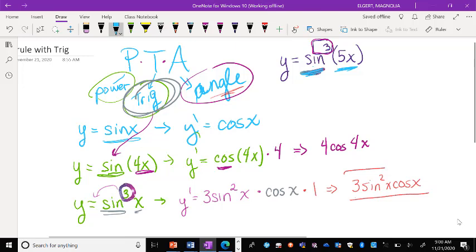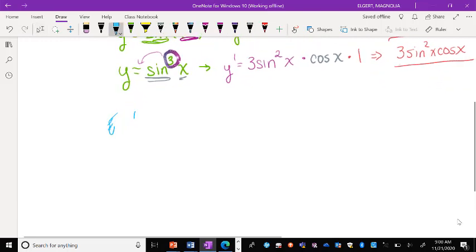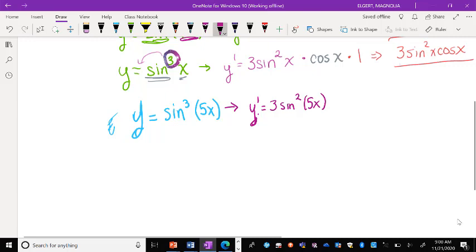All right. Let's just try this one. I'm going to go down here and just rewrite this one I did. Y equals sine cubed of 5x. All right, so when we look at this, the derivative, we start with the power. So the power is 3, so that power goes in front, 3 sine, and that power becomes 2 of 5x. So everything else stayed the same. The only thing I changed was the power.